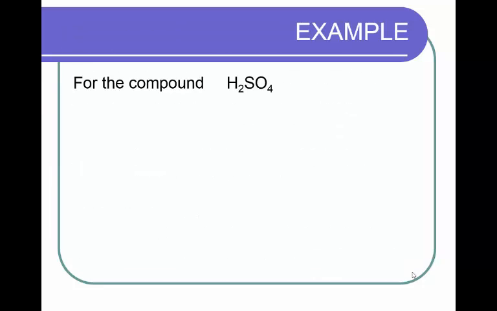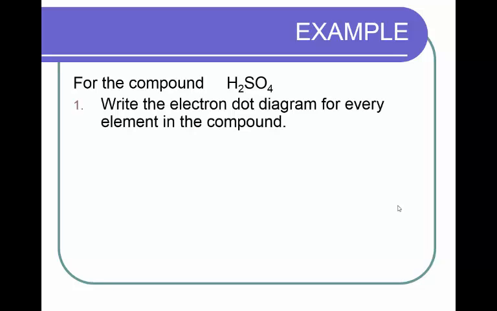So we are going to see what happens in sulfuric acid. Okay, sulfuric acid has covalent bonds and has the formula H2SO4. So step number 1, we want to do the Lewis dot structure for every element. We take hydrogen, and remember hydrogen is in group 1, so it has 1 valence electron.